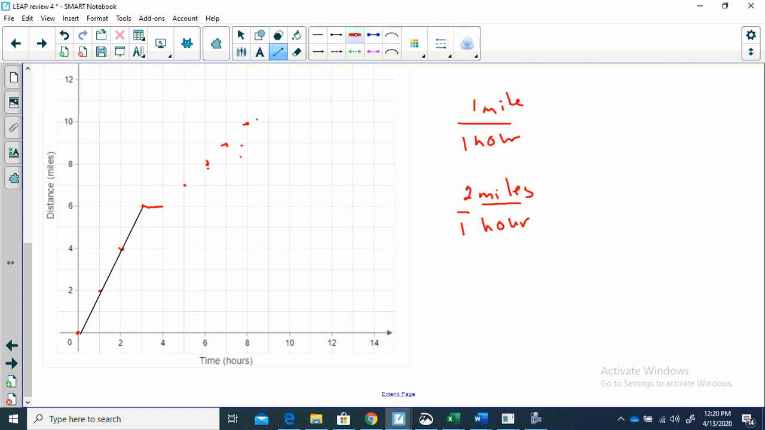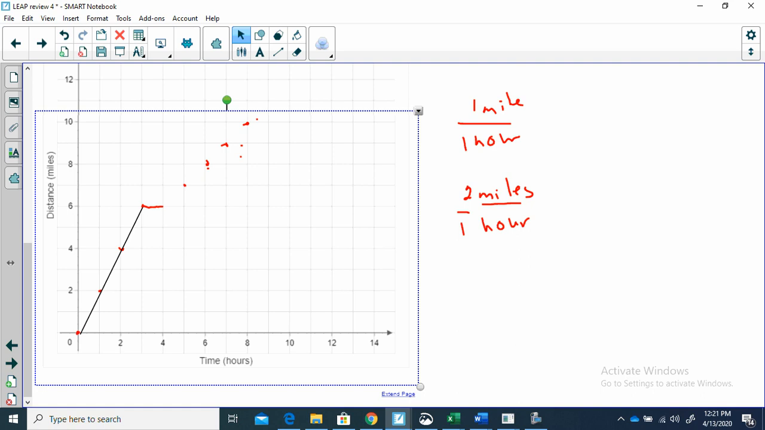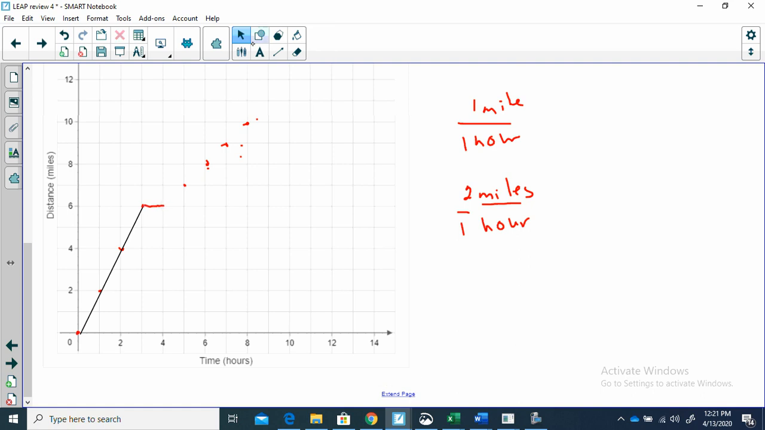So let's put in our linear equation there. Let's draw our line from here to there. And that would be our line. Notice on the first section, we've gone 2 miles per hour, up 2 over 1, for 3 hours. Then 1 hour he rested. Then he went at a rate of 1 mile per hour, up 1 over 1.